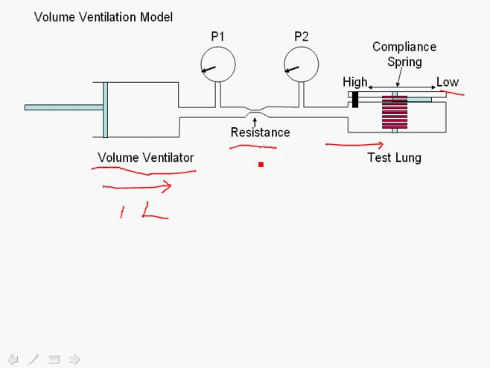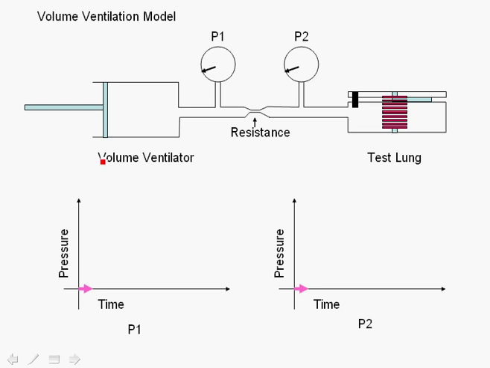So we're going to look at this relationship of pushing a volume of gas into a model of a test lung. This has some relevance to us because this model is very representative of the actual human body in conditions where we're doing volume ventilation.